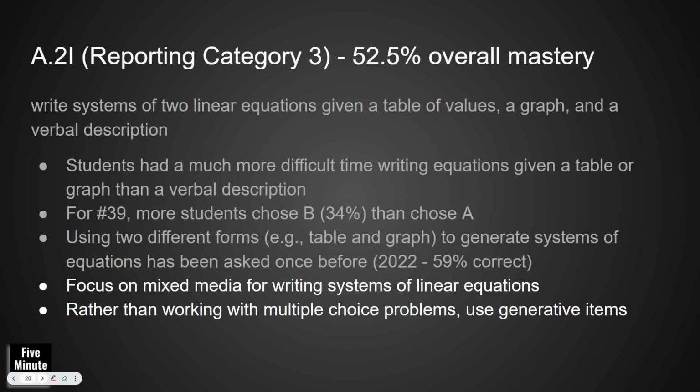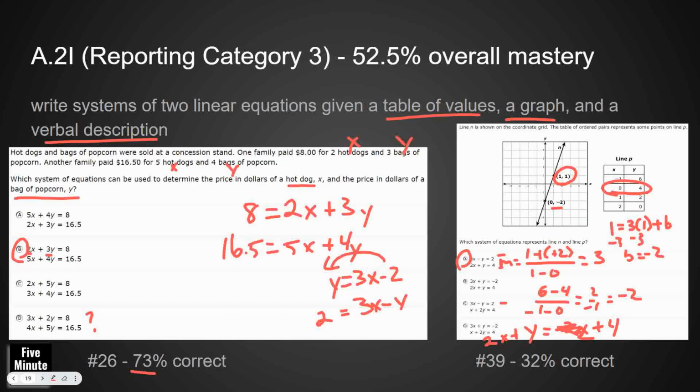We had a much more difficult time given a table than a verbal description. Verbal description actually gives you quite a bit of information for students that are used to it because they definitely have to define the variables for you. And for number 39, look at this, more students chose B than chose A. So 34% of our students chose B. So that was extremely close, right?